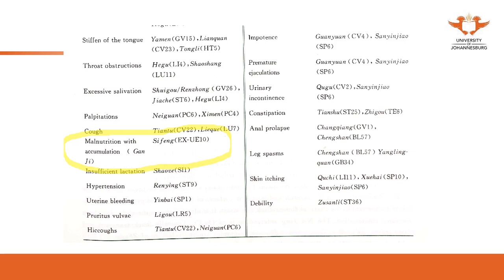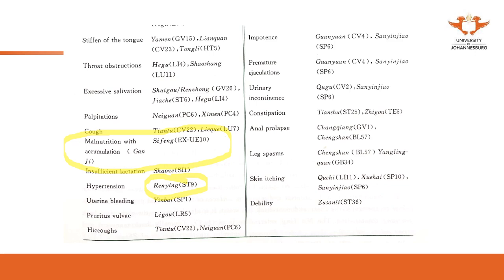Insufficient lactation, you can use Sanjiao. Hypertension, Renying, stomach 9. We have introduced how to insert this point. Be very careful of the direction and the depth, and also be very careful of the manipulation techniques.